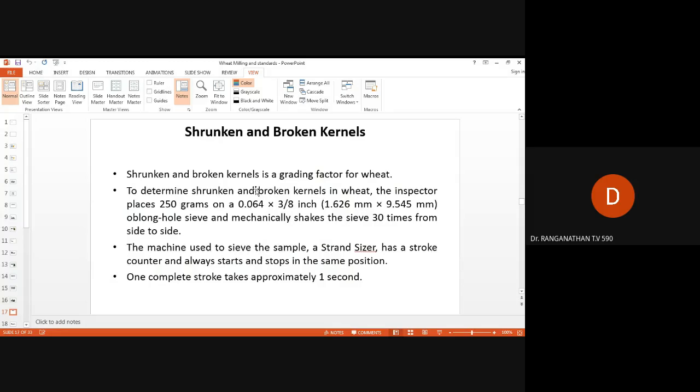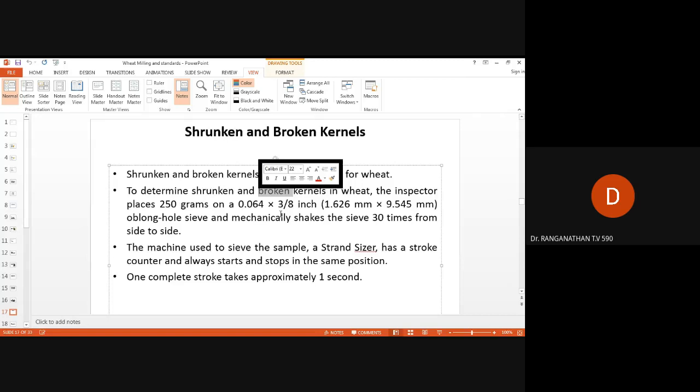The other things are shrunken and broken kernels. This is what I already told you. In this, the shrunken and the broken kernels are again a grading factor. Why? When there are broken kernels, it will lead to a higher loss of yield as flour or as the case may be. Now, how do these broken kernels arise during harvesting? During rough harvesting, of course, the broken kernel is an indicator that the kernel is raw, because as I already told you, a raw, developing kernel has a lot of vacuoles. As a result, it easily breaks. Whereas once the grain starts maturing, it starts toughening up.